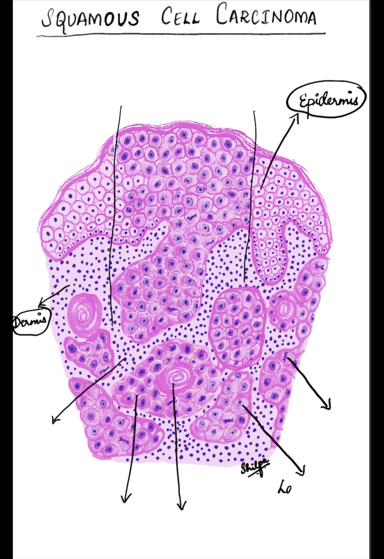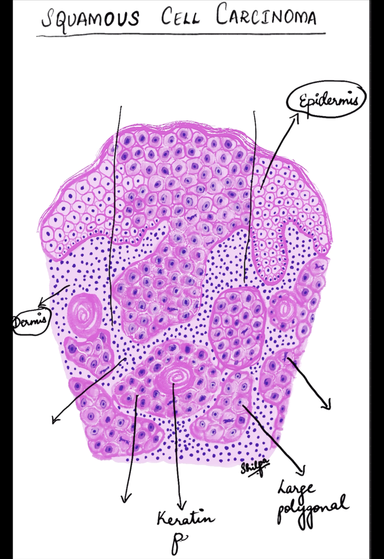They are large, polygonal. And if you observe the cell, they have abundant eosinophilic cytoplasm, round to oval vesicular nucleus, and prominent nucleoli. And you can also see they have abundant individual cell keratinization, which is a specific feature of well-differentiated squamous cell carcinoma. Also, you can see that there are lot of keratin pearls.